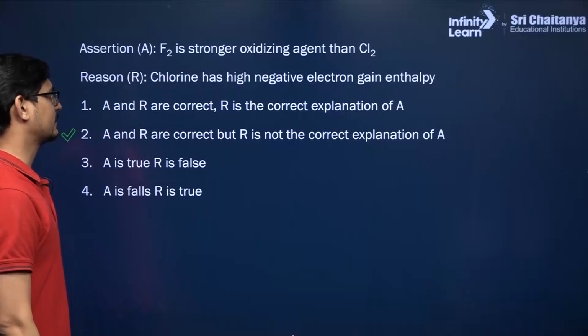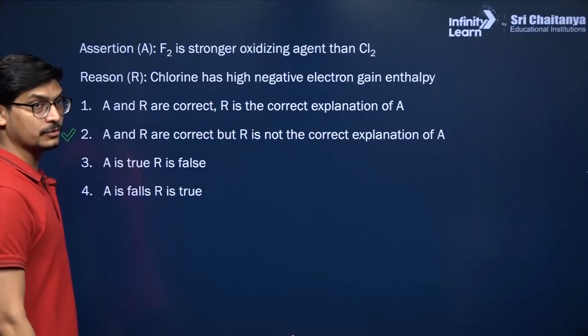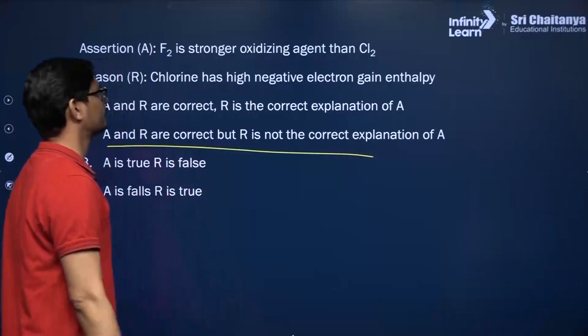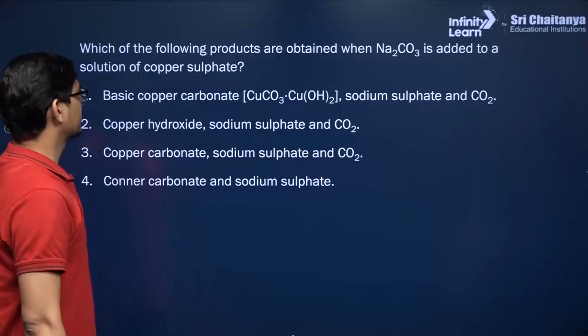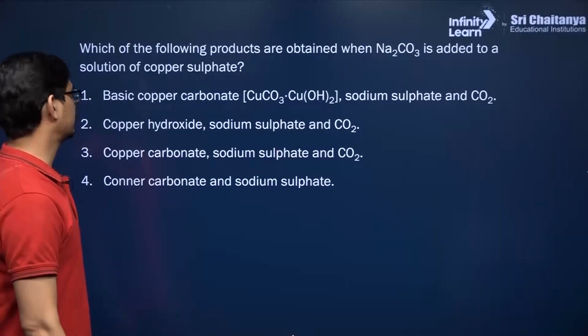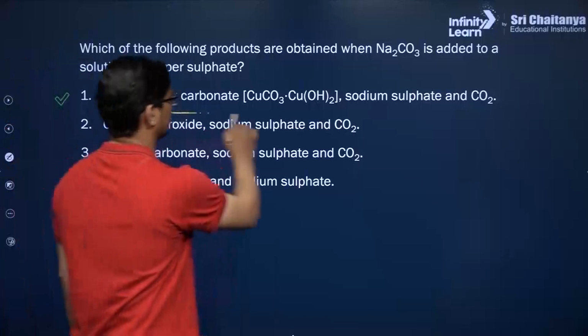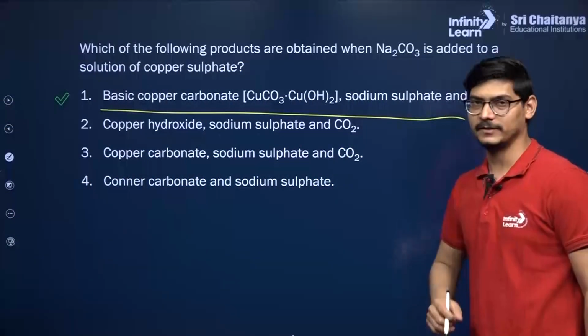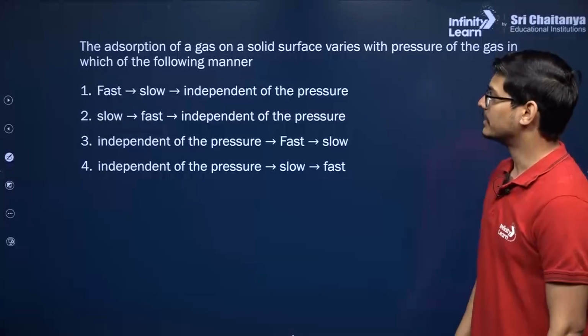F2 is a stronger oxidizing agent than chlorine, true. Chlorine has higher electron gain enthalpy, true, but that is not the reason, right? So both are correct, but not the correct explanation, right? Which of the following products is obtained when Na2CO3 is added to a solution of copper sulfate? Basic theoretical question, guys: basic copper carbonate, and then you get sodium sulfate and CO2. That's the option of gas.